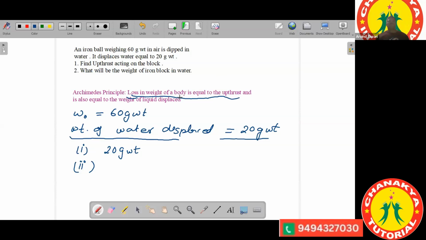Yes, sir. Okay. See, we know that upthrust is 20 gram weight. And from here we know that upthrust is equal to loss of weight, that is W naught minus W. So upthrust is 20. It is equal to W naught, which was 60, minus W. We want to find out W. So transpose the terms. You will get W equals 60 minus 20. This would be equal to 40 gram weight.